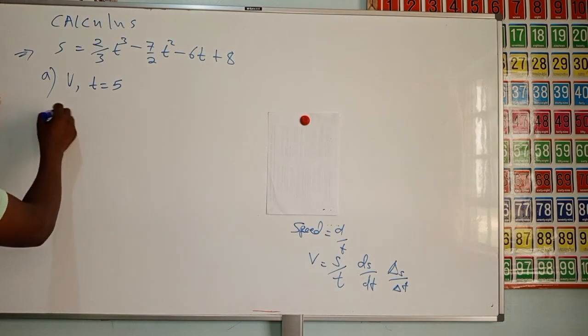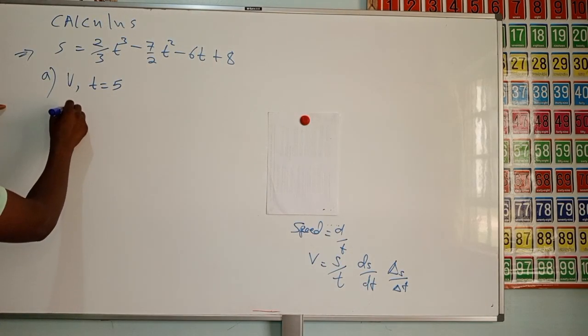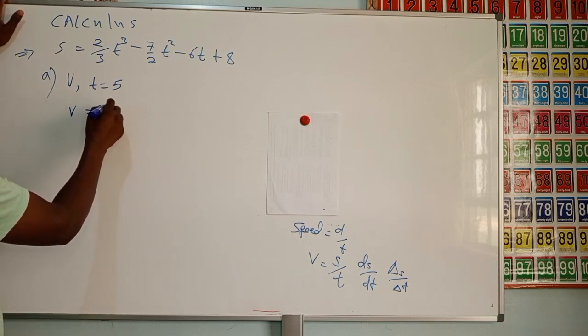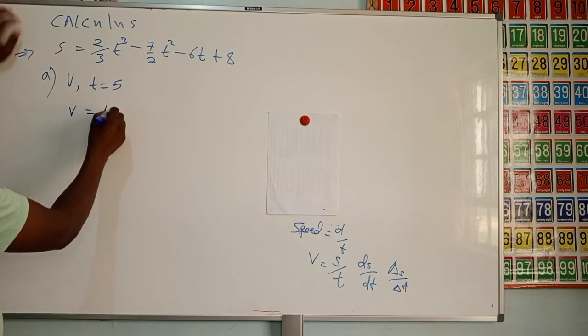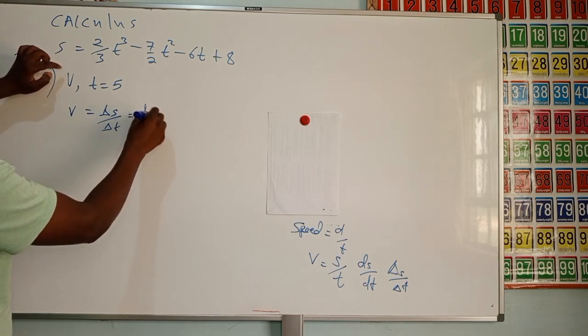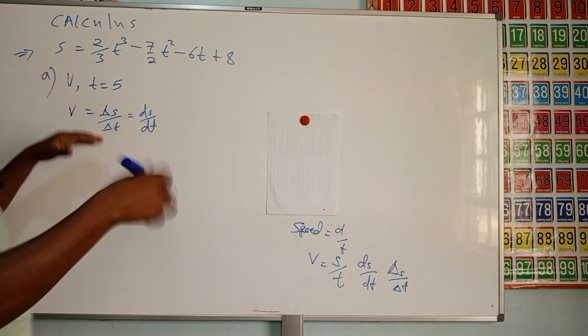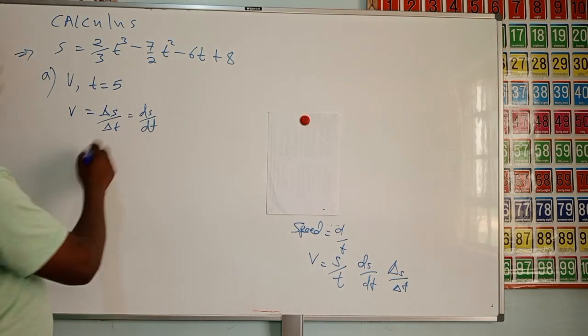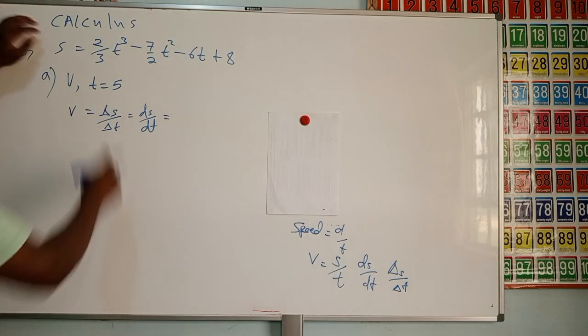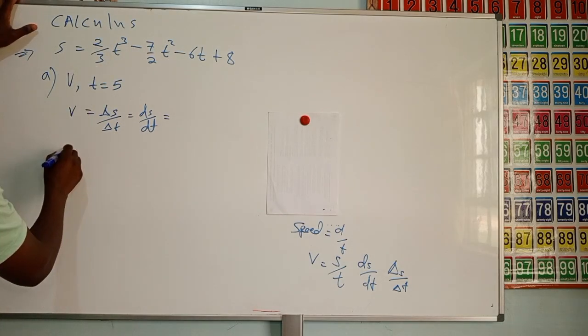Now, you can say velocity is change in s over change in t, or ds over dt. So it is differentiation. That one you know. So what is ds over dt? How do you differentiate this one?